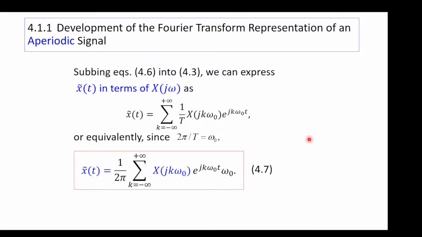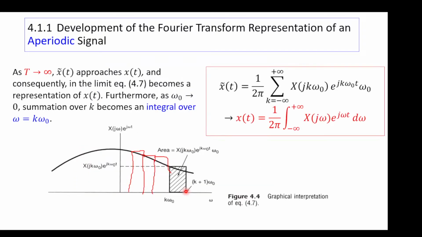Then we have this 1 over T here, and for reasons we'll see very soon, we express 1 over T as omega naught divided by 2 pi. So nothing changes. We have x tilde of t equal to 1 over 2 pi times the summation over k of big X of j k omega naught, e to the j k omega naught t, times omega naught. Now we take our limit of big T to infinity, and we think that as big T goes to infinity, x tilde of t should become x of t.